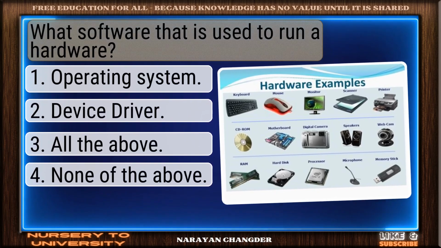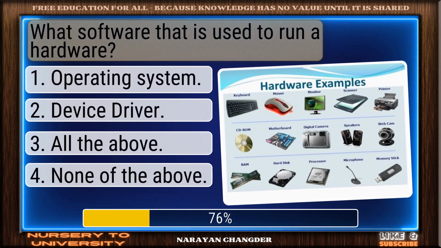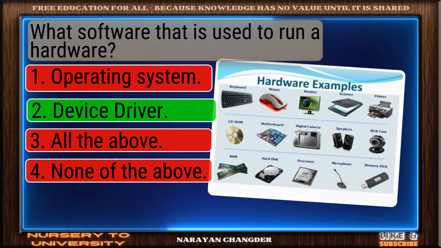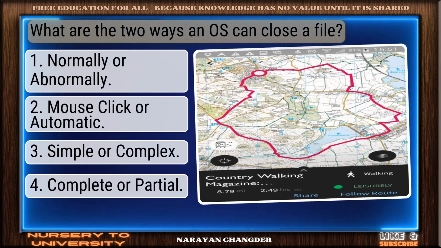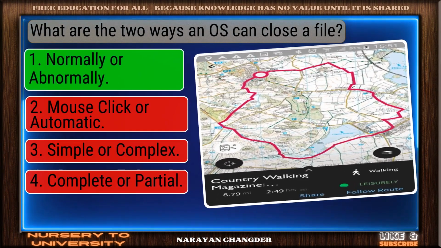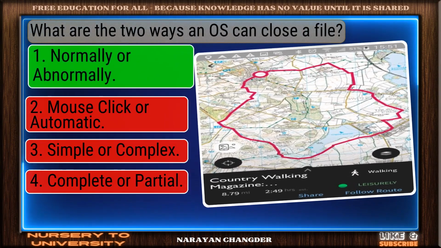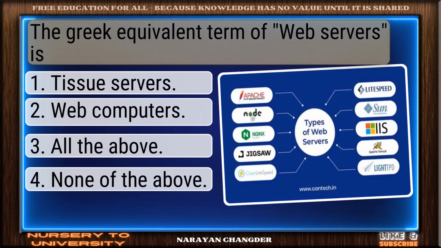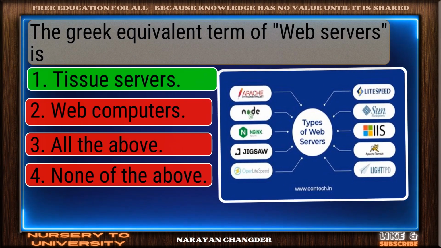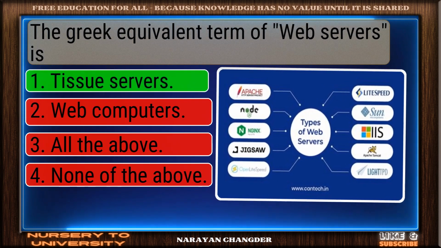What software is used to run a hardware? Bravo! Device driver is the answer. What are the two ways an OS can close a file? Smart move. Normally or abnormally is an accurate answer. The Greek equivalent term of web servers is. Well picked. Tissue servers is the correct answer.